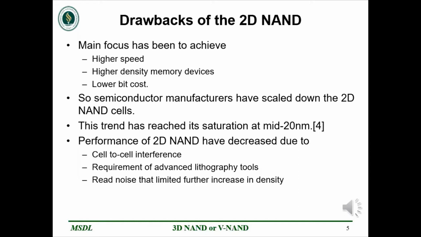One of them is cell-to-cell interference. Because NAND cells are being placed so close to each other, there have been errors and data retention problems. Also, we require a lot of advanced lithographic tools, and there have been problems with read noise, which has decreased the performance of the NAND cells. To overcome this, the 3D NAND is being introduced.